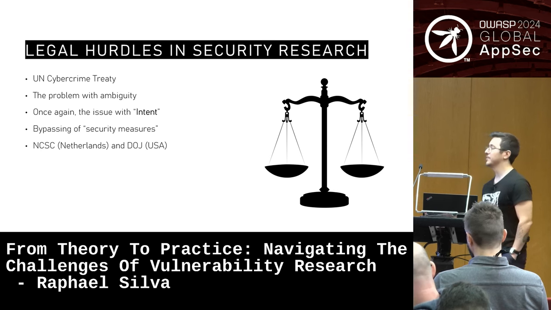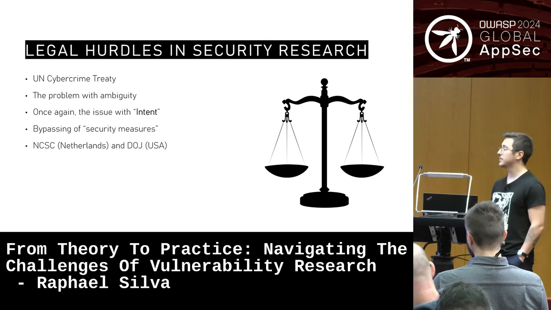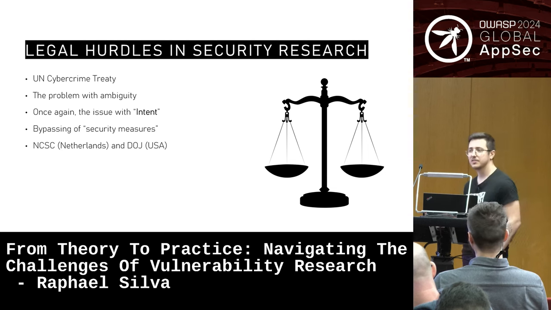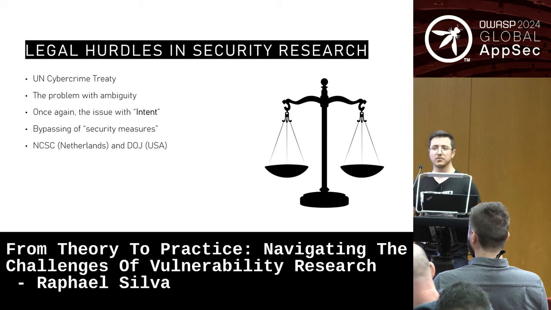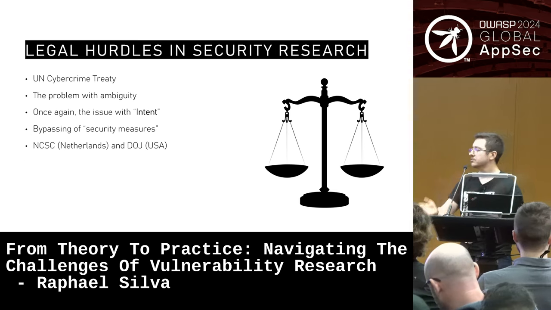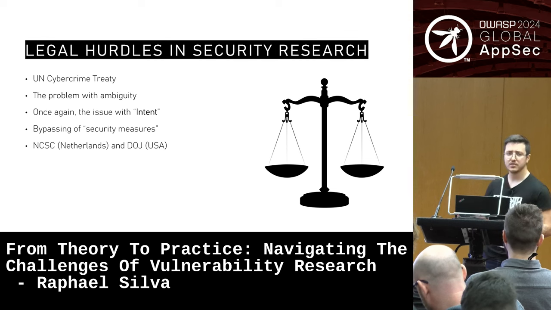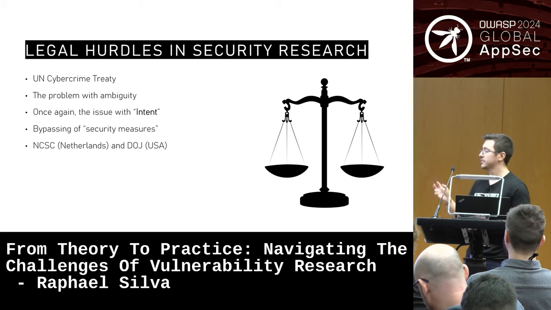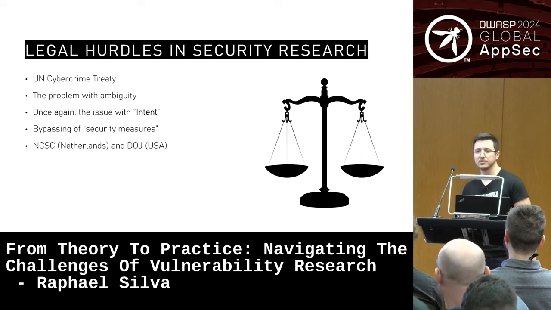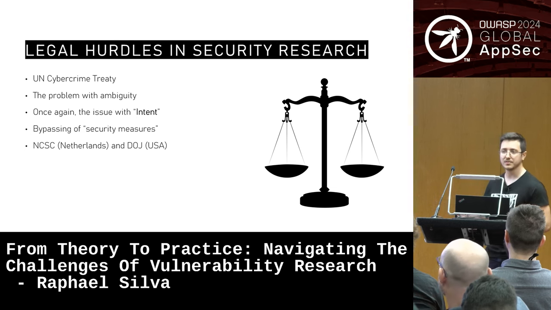And apart from that, they also talked about bypassing of security measures, which they argue was a check for the ethical researchers. They would say, okay, if the company has all of these security measures and the user bypasses all of them, then they're probably a black hat. But this security measure bypass could simply be geo-blocking, so if you use a VPN, you'd be considered as bypassing a security measure.